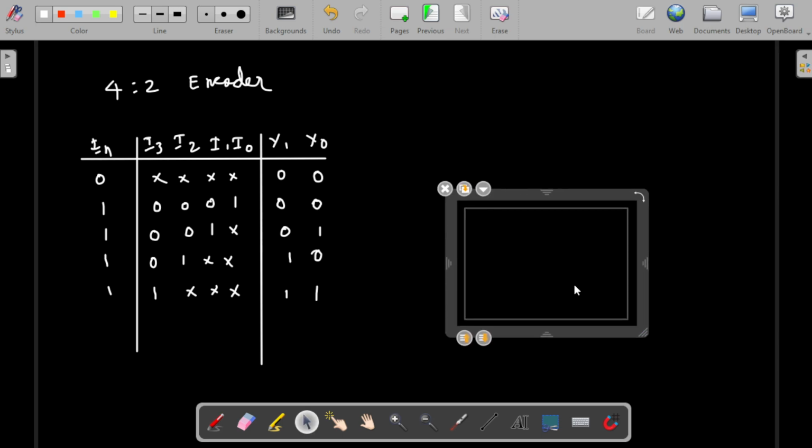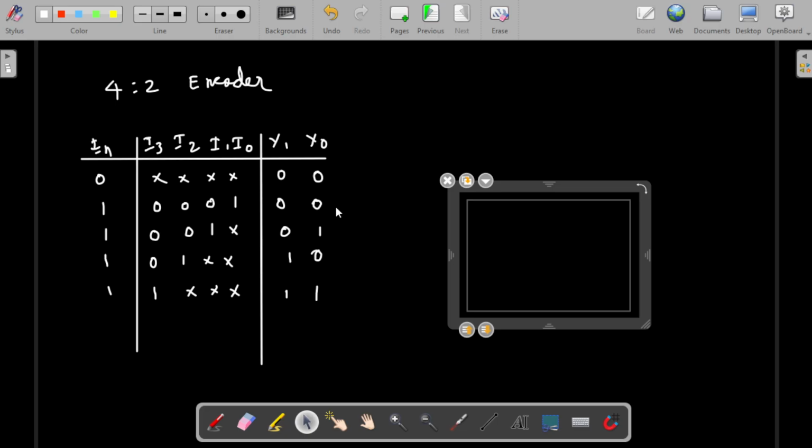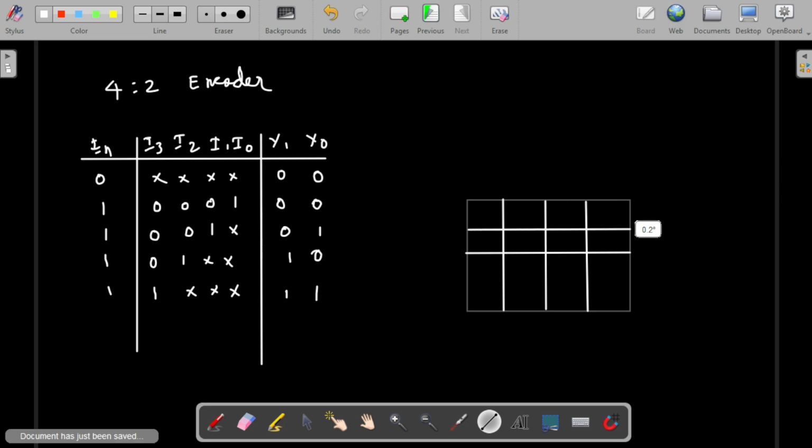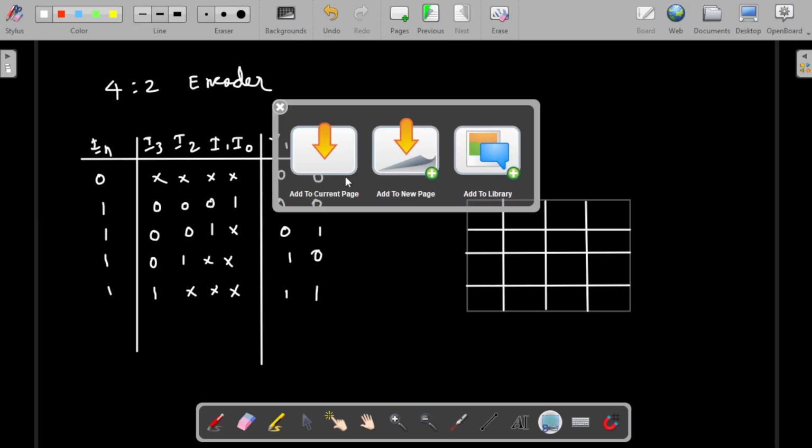So here we need to find out two things: what is the function of y0 and what is the function of y1? So let me solve. We draw this window in art class, right? So we are converting this into a K-map. Actually, this needs to be 4 inputs, I0, I1, I2, I3. Okay, I'm making a mistake again. So this is for y1, right? So this is for y0.